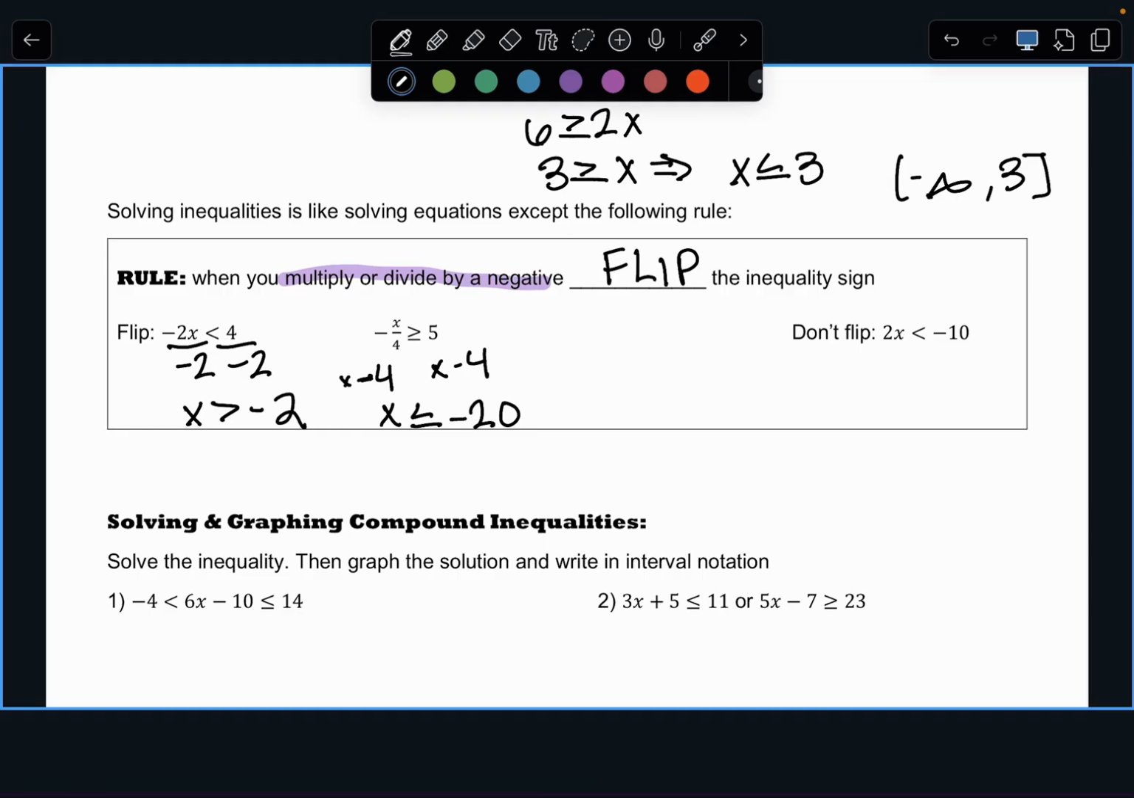Careful here. Make sure your variable stays on the same side where it was. If you switch sides of your variable, then you need to switch your sign again. So I want to do that all in one step. Do one thing at a time.